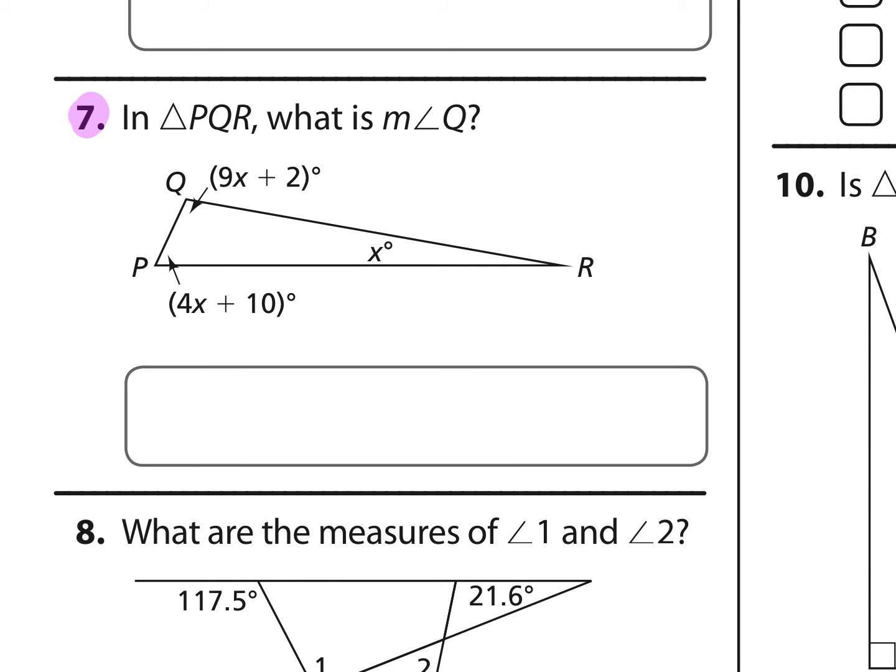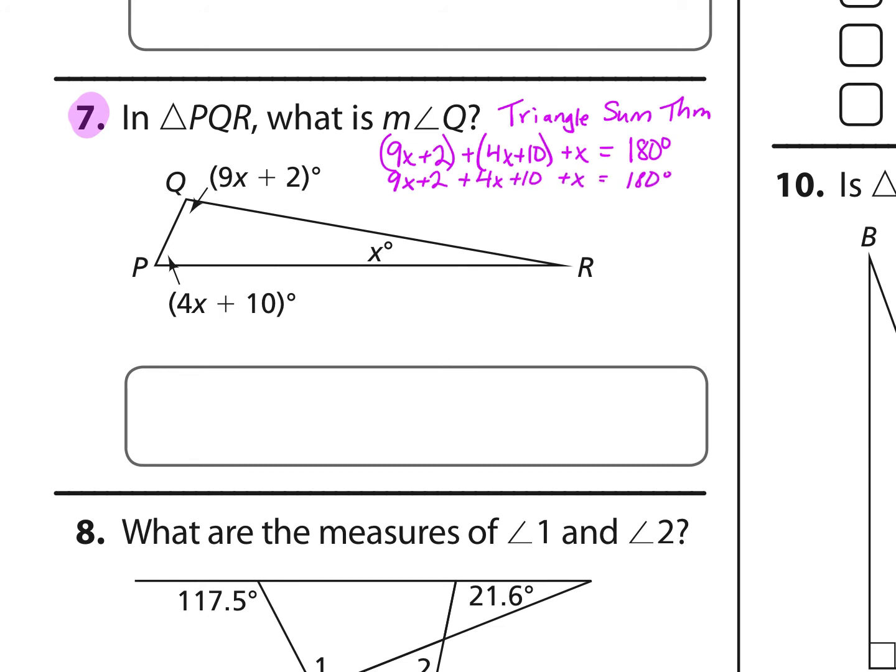Number 7, in triangle PQR, what is the measure of angle Q? Well, we notice immediately that there are 3 angles within a triangle. So I'm going to add them all together: 9x plus 2, plus 4x plus 10, plus x, and all together those add up to 180 degrees because of the Triangle Sum Theorem, which says they add up to 180 degrees. And I could just drop these parentheses because there are invisible ones being multiplied outside of each of these.